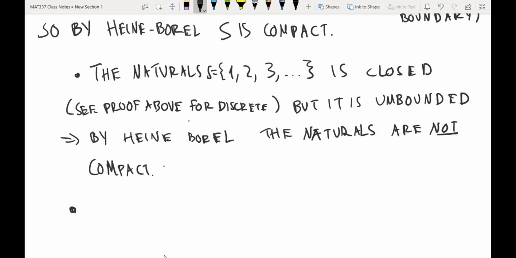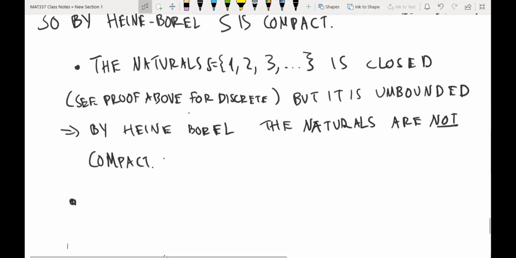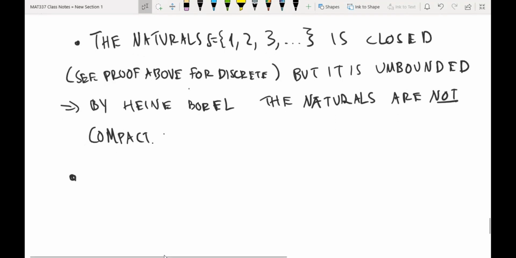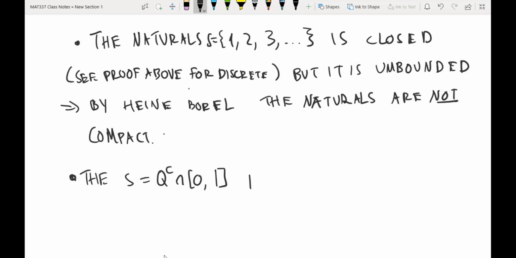Is that okay? Right, and the set Q complement [0,1] is bounded, but it is not closed.